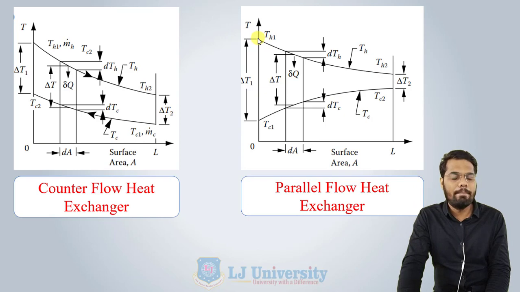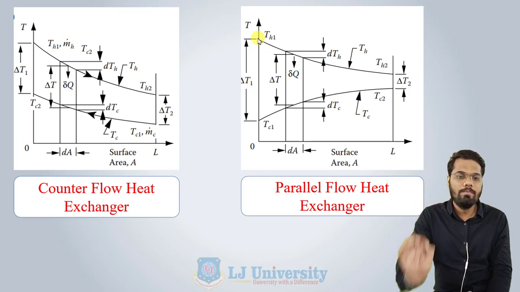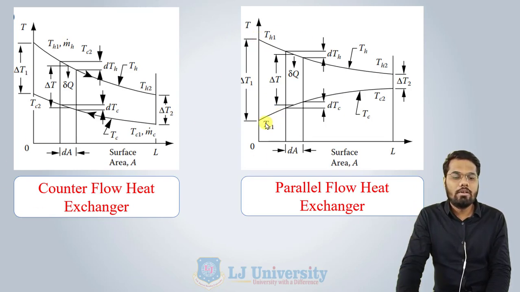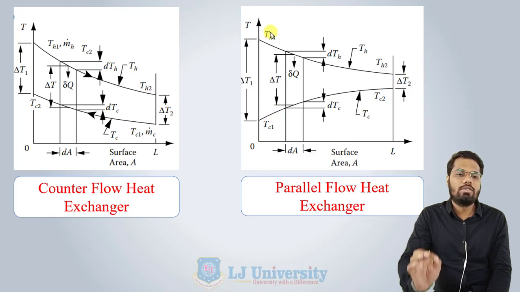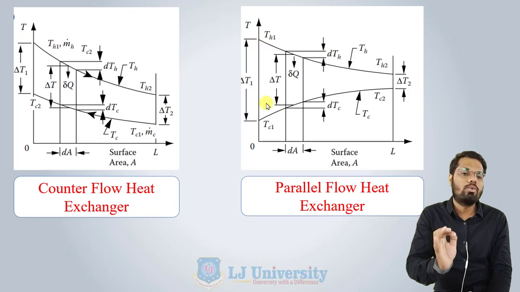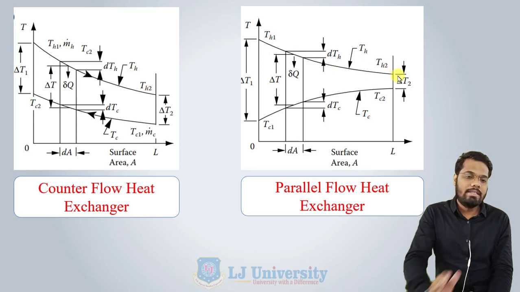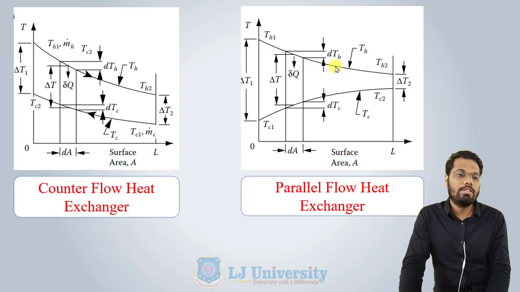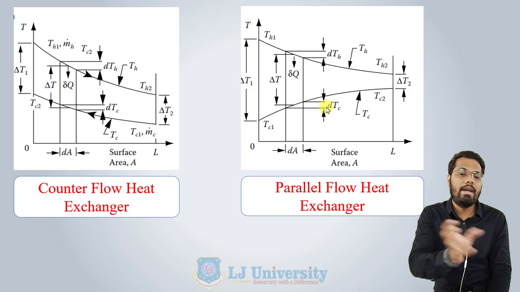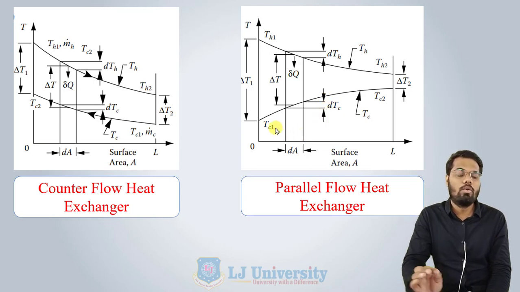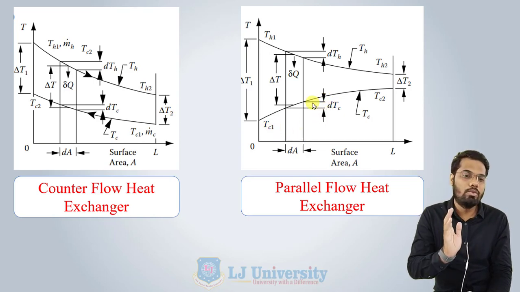So this is the entry temperature of the hot fluid, which is TH1. This is the entry temperature of the cold fluid, which is TC1. So the temperature difference at the entry point is going to be delta T1, TH1 minus TC1. Similarly, the temperature of the hot fluid is going to decrease in the heat exchanger. Whatever heat is reduced is going to be added to the cold fluid. So the temperature of the cold fluid is going to increase from TC1 to TC2.